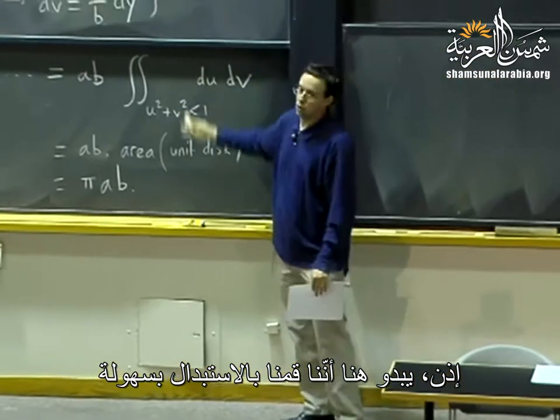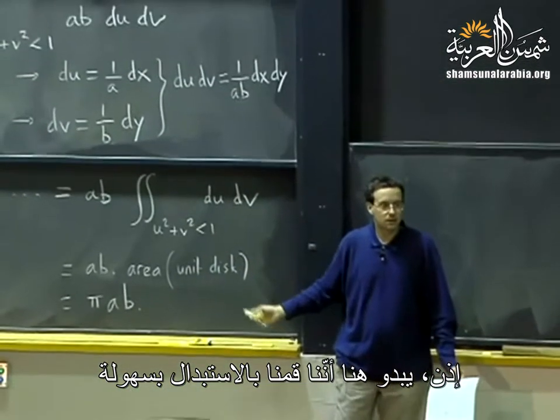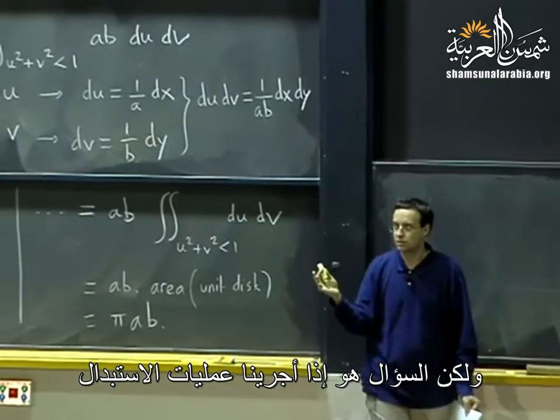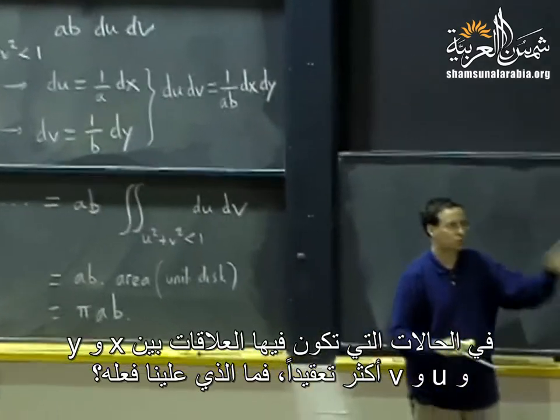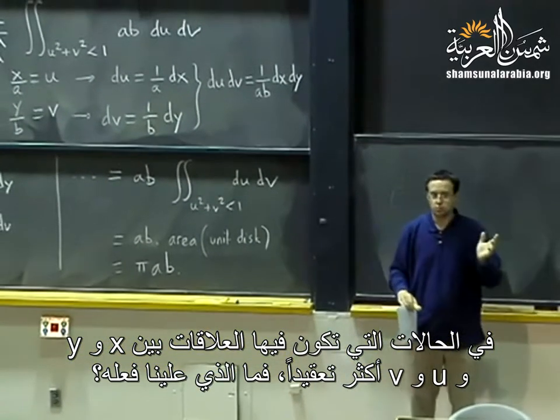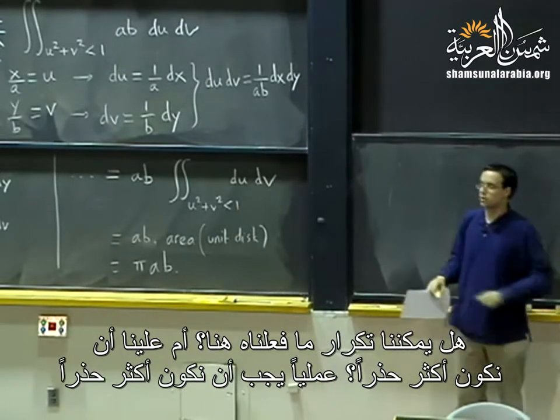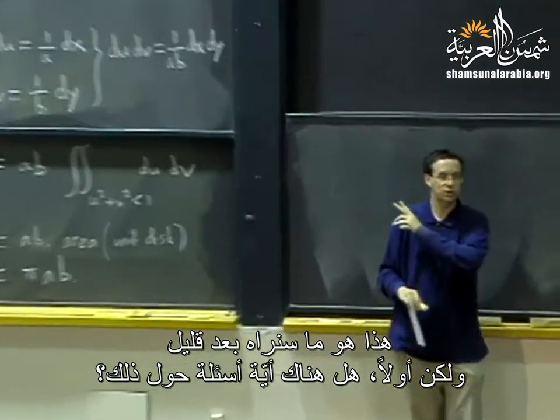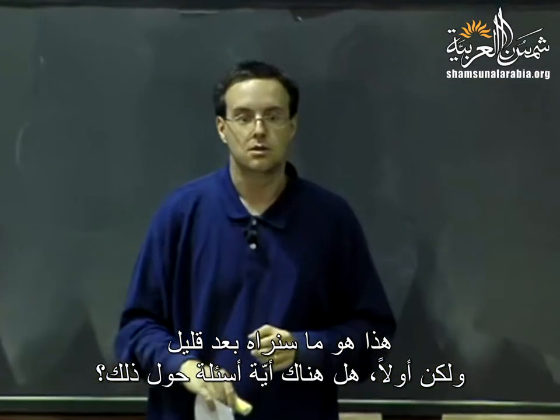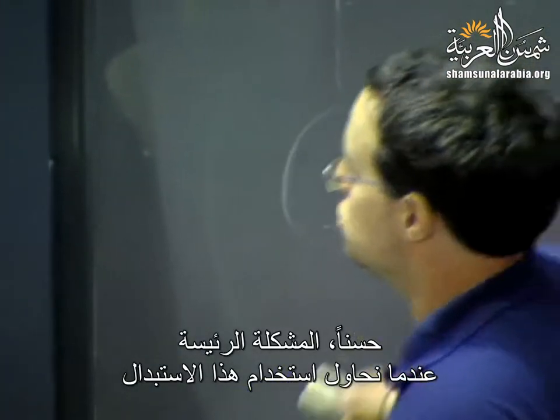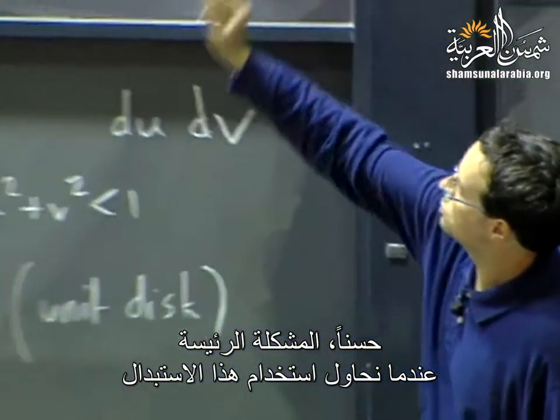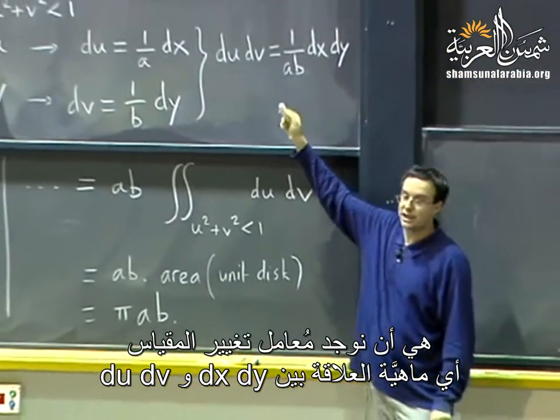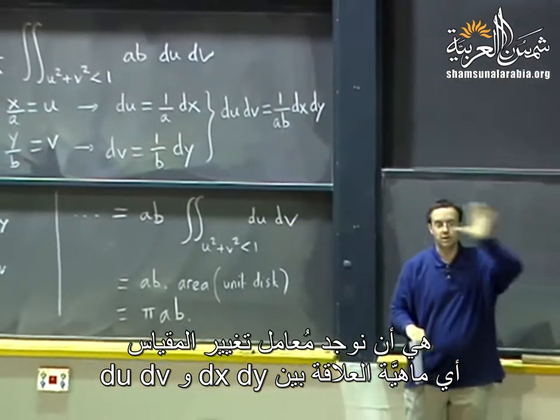Here the substitution worked pretty easily. The question is, if we do a change of variables where the relation between x and y and u and v is more complicated, what can we do? Can we still do this, or do we have to be more careful? And actually, we have to be more careful. So that's what we're going to see next. But any question about this first? No? Okay. The general problem when we try to do this is to figure out what is the scale factor, what's the relation between dx dy and du dv.